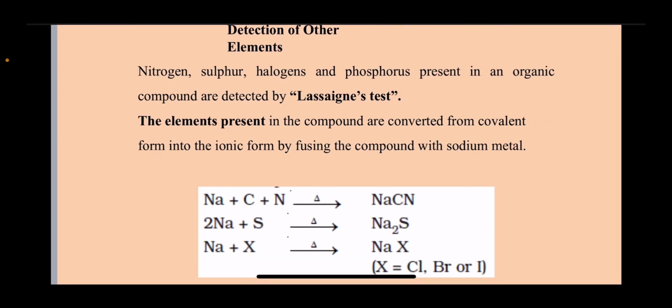Now detection of other elements like nitrogen, sulfur, halogen and phosphorus present in the organic compound can be done by Lassaigne's test. The elements present in the compound are converted from covalent into the ionic form. Like you can see, carbon and nitrogen react with sodium metal to form sodium cyanide. Then sulfur reacts with sodium to form sodium sulfide, and halogen reacts with sodium to form sodium halide.